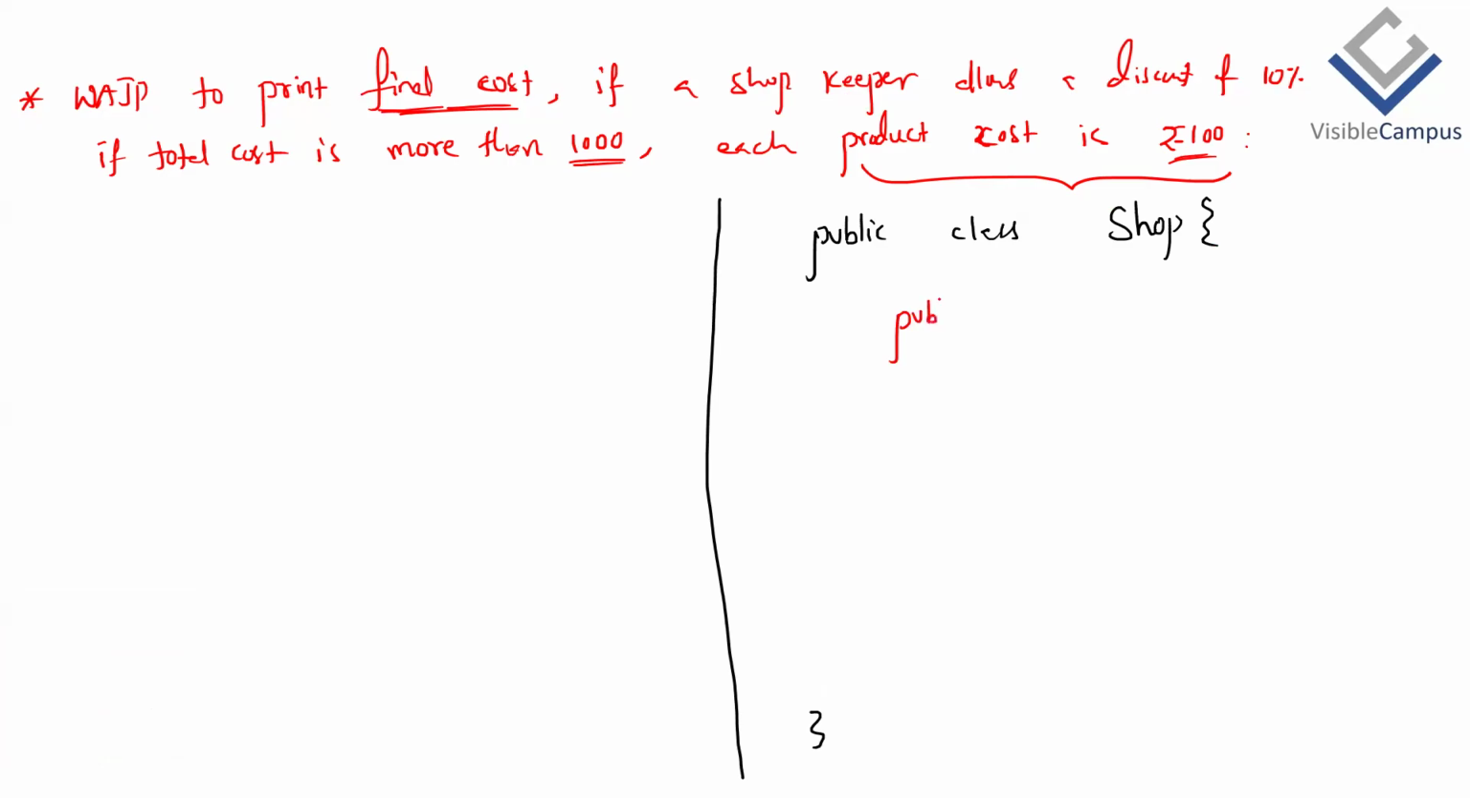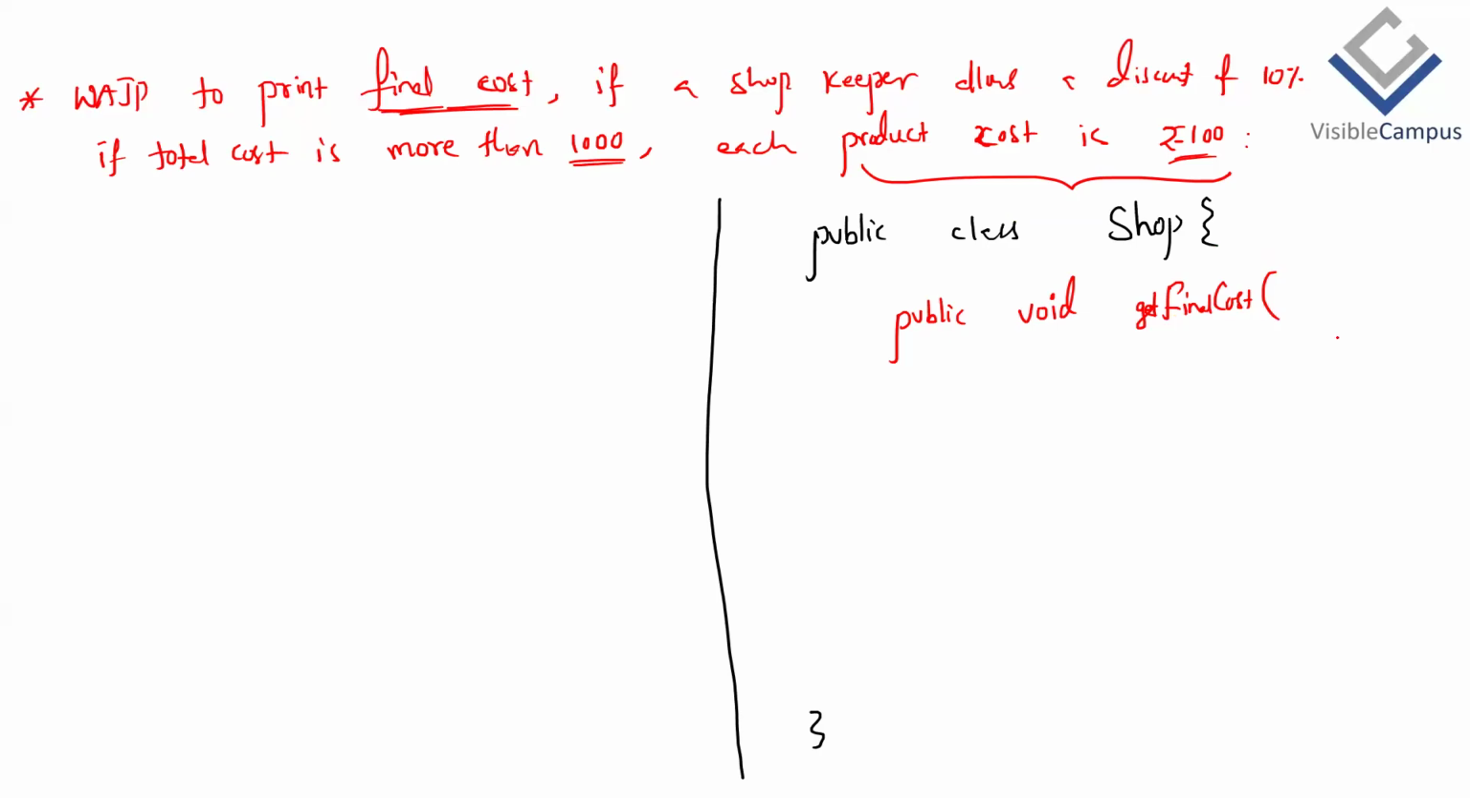Public is the access modifier. For the time being, I'm going for void as a return type. Then getFinalCost is my method name, and I'm following the camel casing standards.